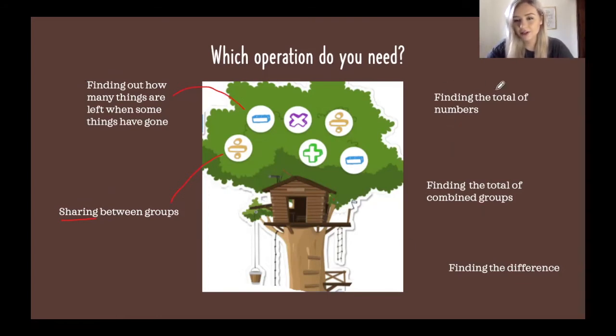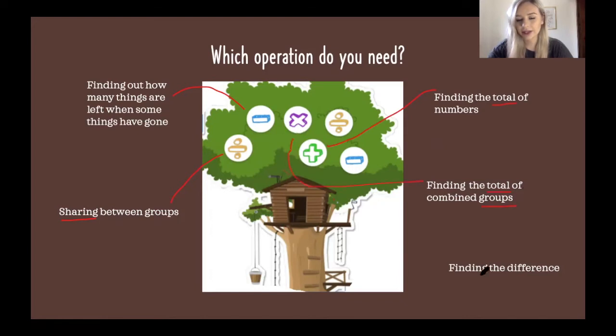This one over here, finding the total of numbers. Now this is a key word again, total. When we're finding the total of numbers, it usually means that we are adding. Here we have finding the total of combined groups. So again, it's kind of like addition, but this time we're looking at groups as well, which means that we're going to be doing multiplication.